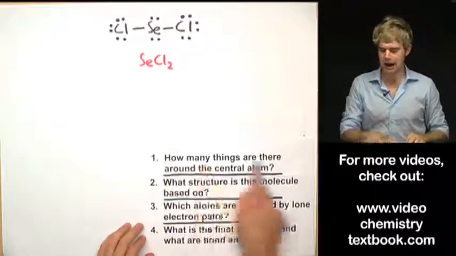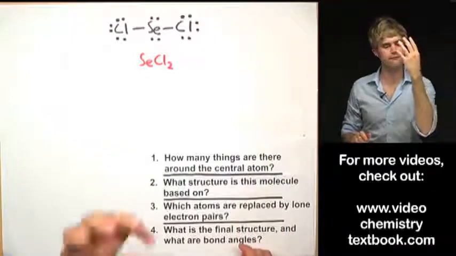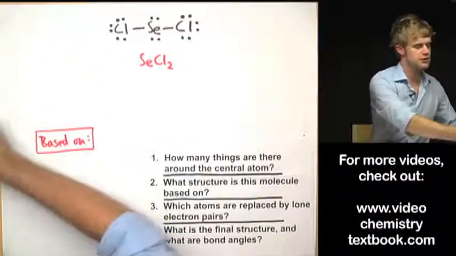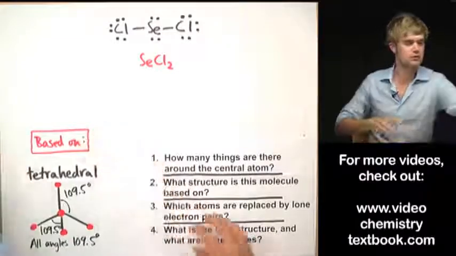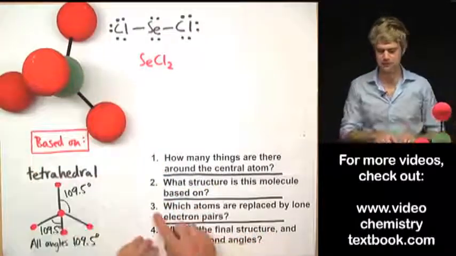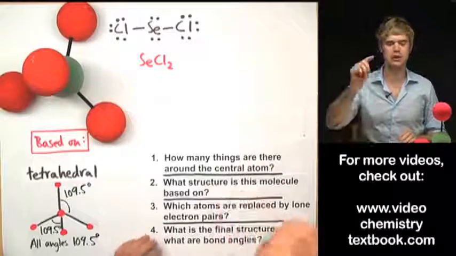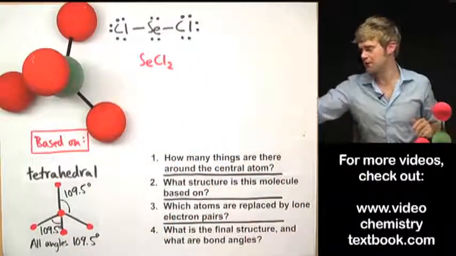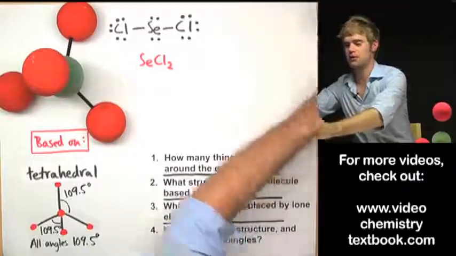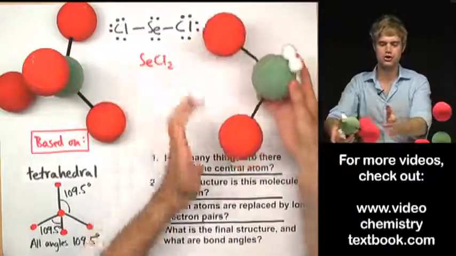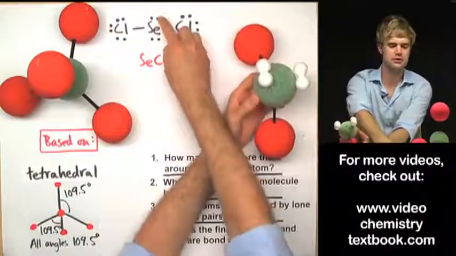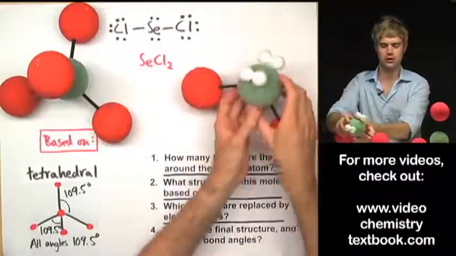SeCl2. How many things are there around the central atom? There are 4 things. 2 bonds, 2 lone electron pairs. So this has 4 things total, so it's based on this tetrahedral shape. Which atoms are replaced by lone electron pairs in this molecule? 2 of these atoms. And because of that, it's going to have a shape that looks like this. 2 atoms from here, 2 of them have been replaced by lone electron pairs, this one and this one. Lone electron pair, lone electron pair.